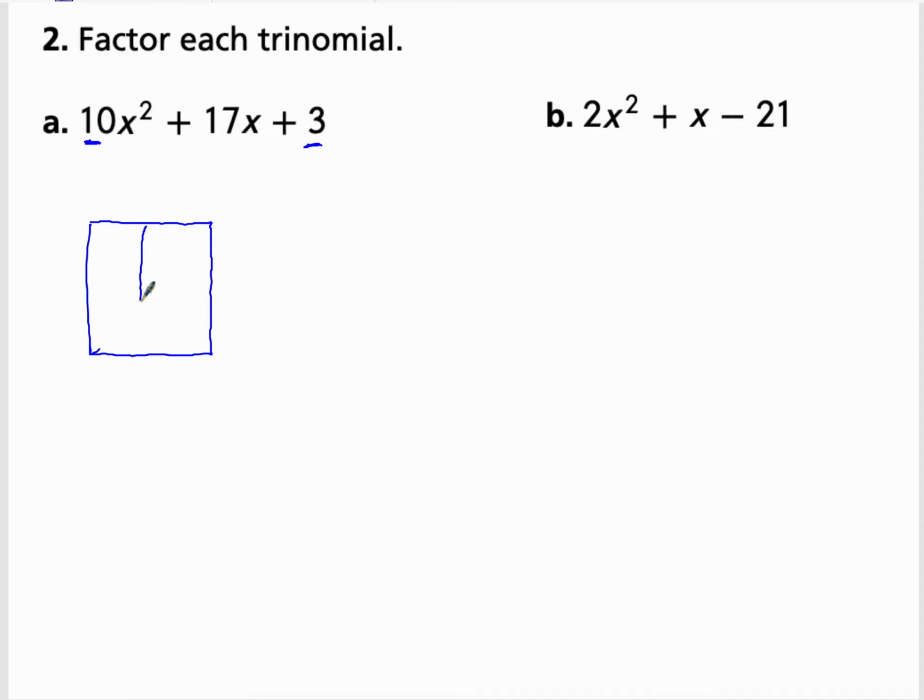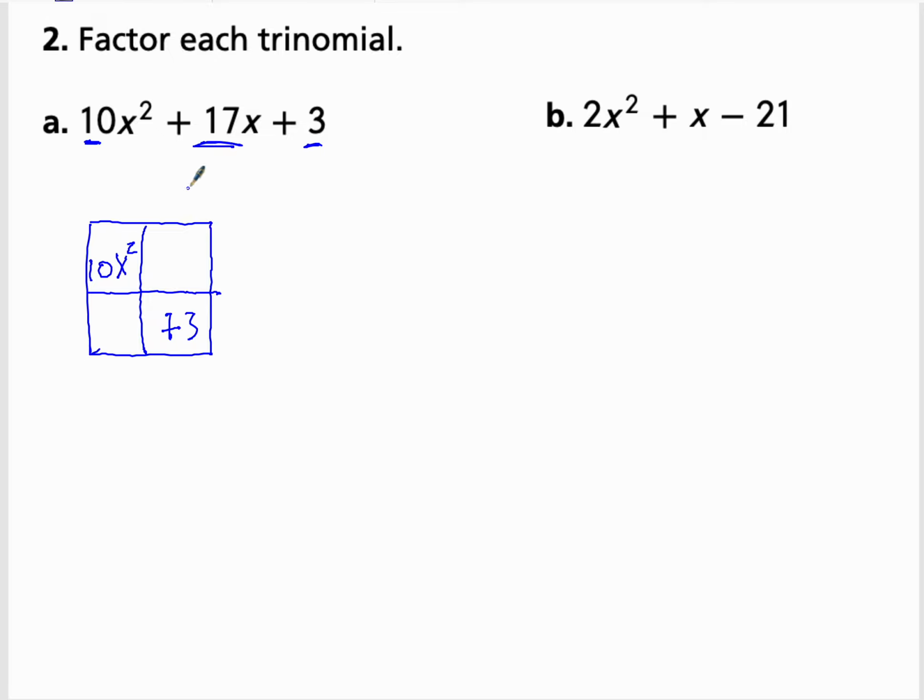And we're going to use this box method here. And I'm going to put my A term here, 10x squared, and my plus 3 here. That's my C term. And if you remember when we're filling out that box, it's those two middle terms that add together to give us this term. So we just need to figure out how to break 17 into pieces that can go into these two boxes. And then we can work backwards from there to find our binomials.